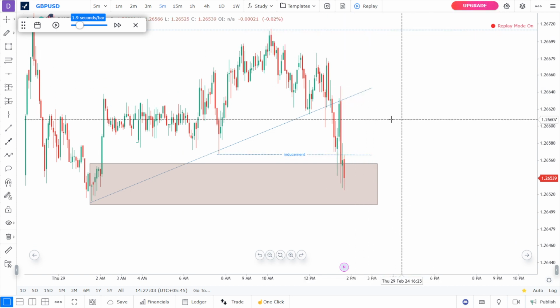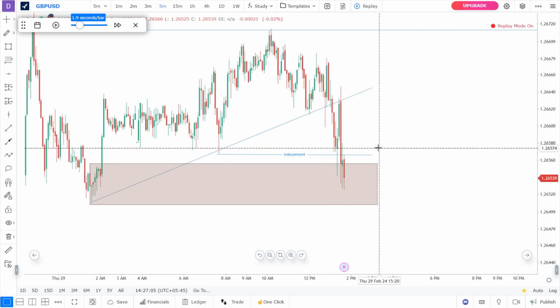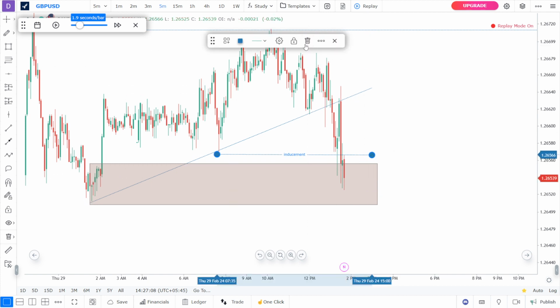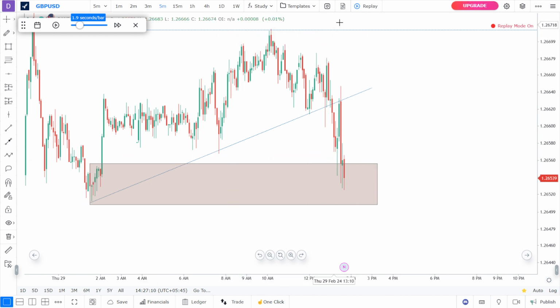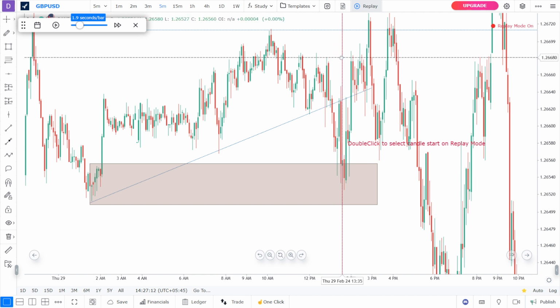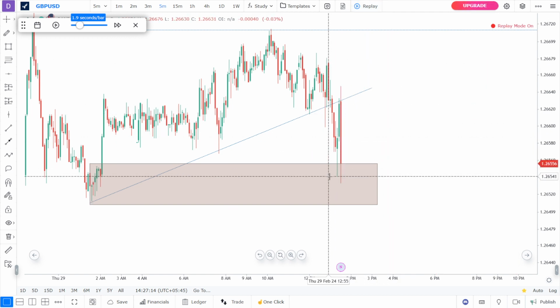So that trade lost me here, but I will still be looking for long. So this entry failed. Let me replay the chart. In this one I got taken out of the trade. So let me go to the 1 minute.